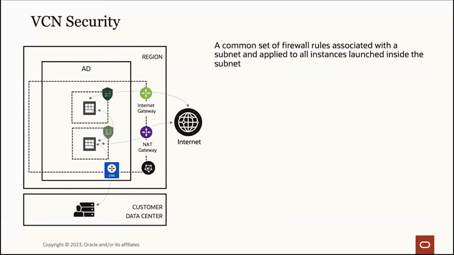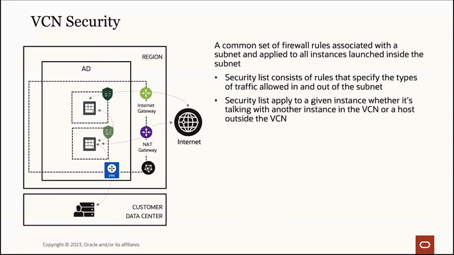We've talked about virtual cloud networks and we've talked about subnets. And so now we're going to go over different ways to secure them. The first of which is a security list. The security list is going to be a common set of firewall rules associated with a subnet, applied to all instances launched inside the subnet.